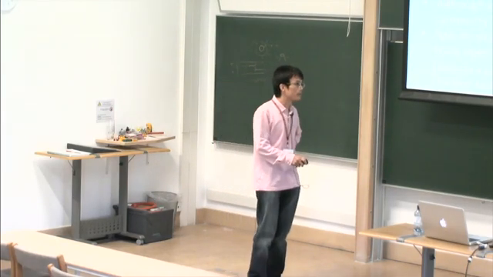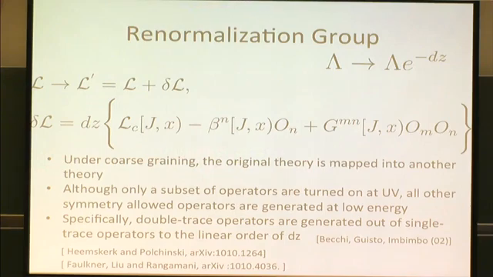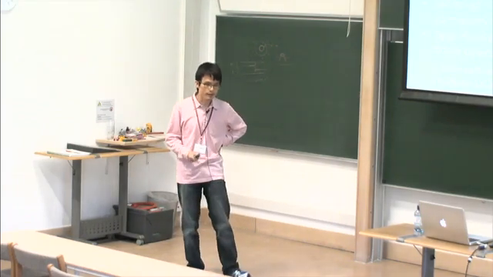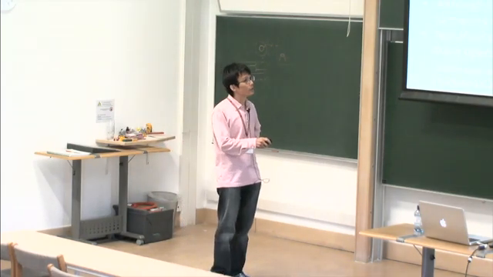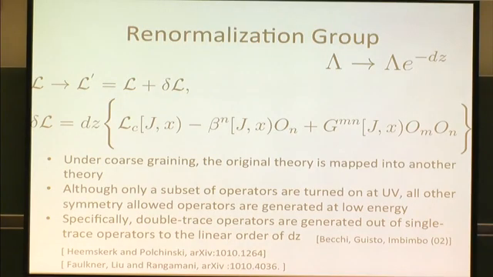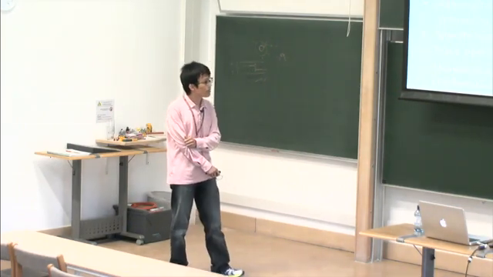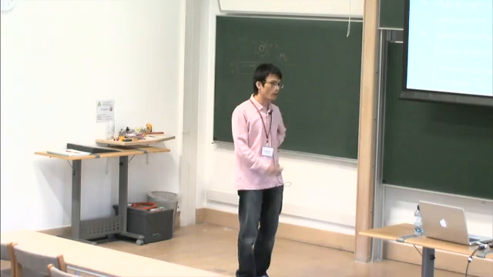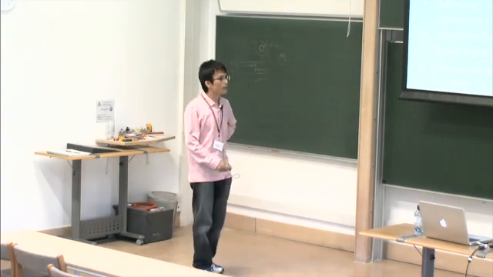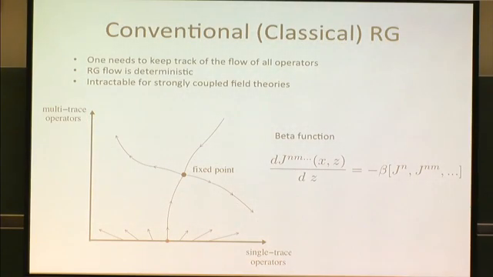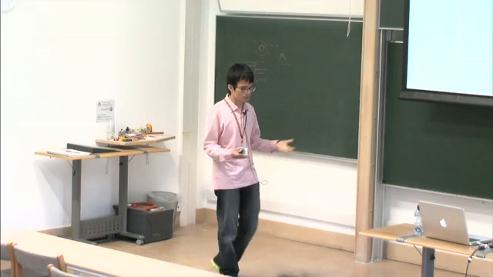And what's important, first noted, I think, in this paper, is that even though you start from a single trace action, to the leading order of dz you always generate a double trace operator in the matrix model. There's nothing wrong with this. You can keep coarse graining your system.